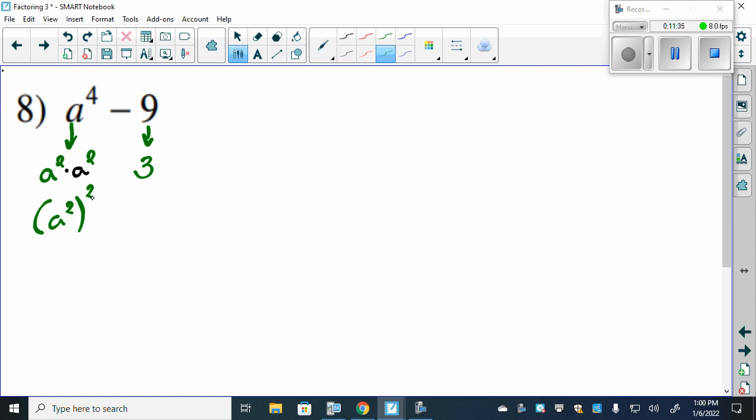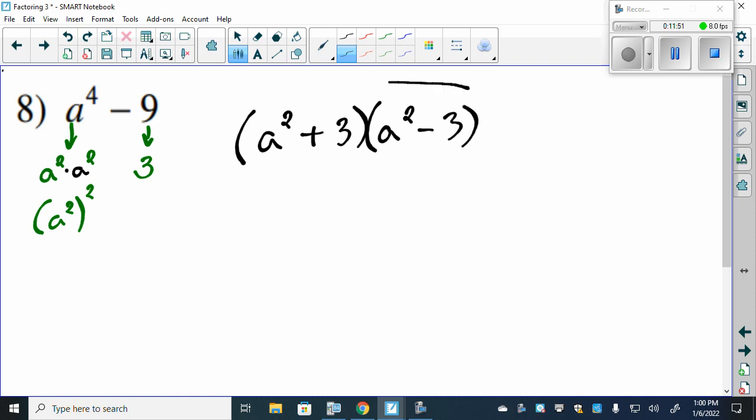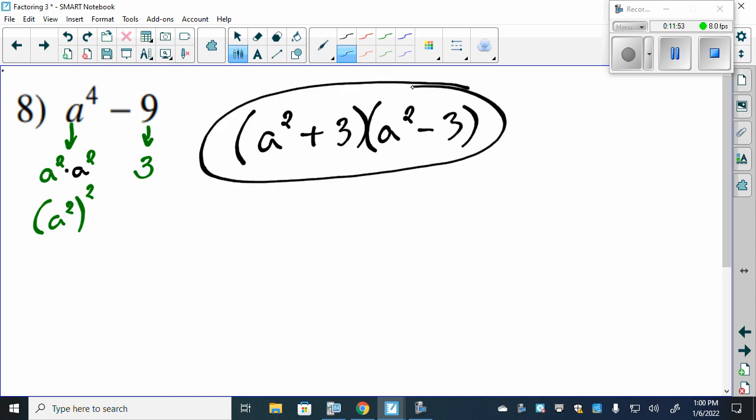So this is still a difference of perfect squares. And how would we factor it? It would be a squared plus 3 times a squared minus 3.